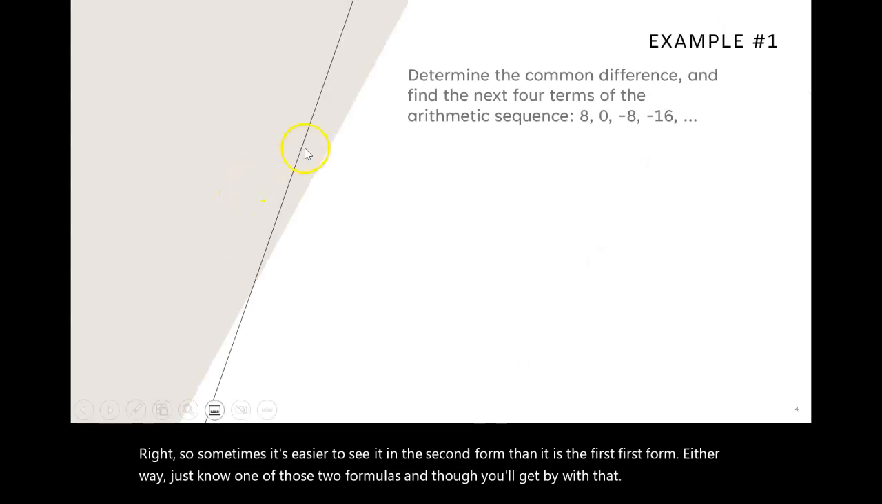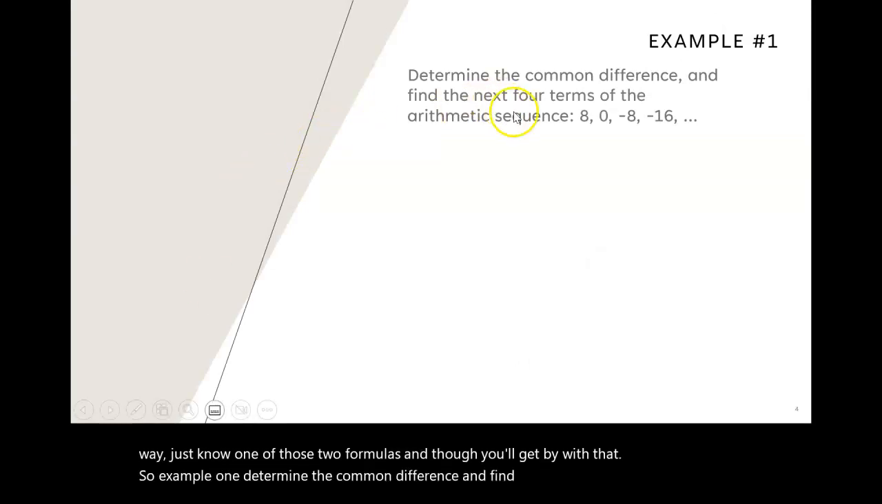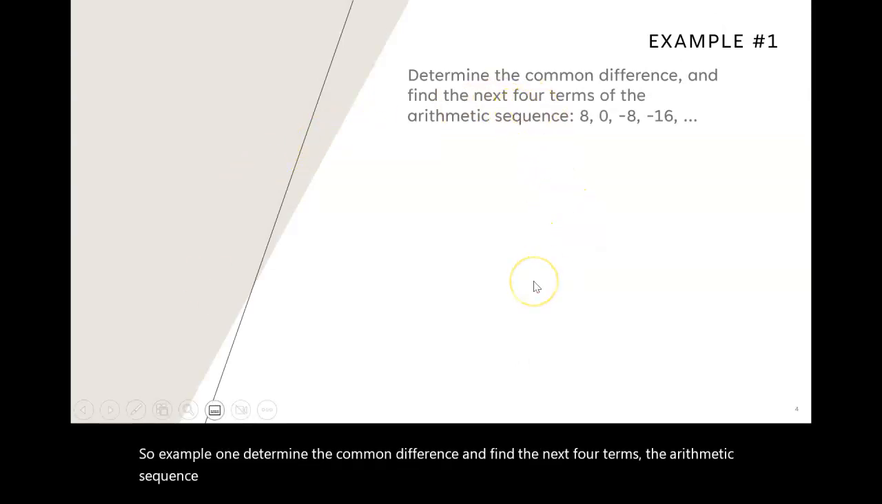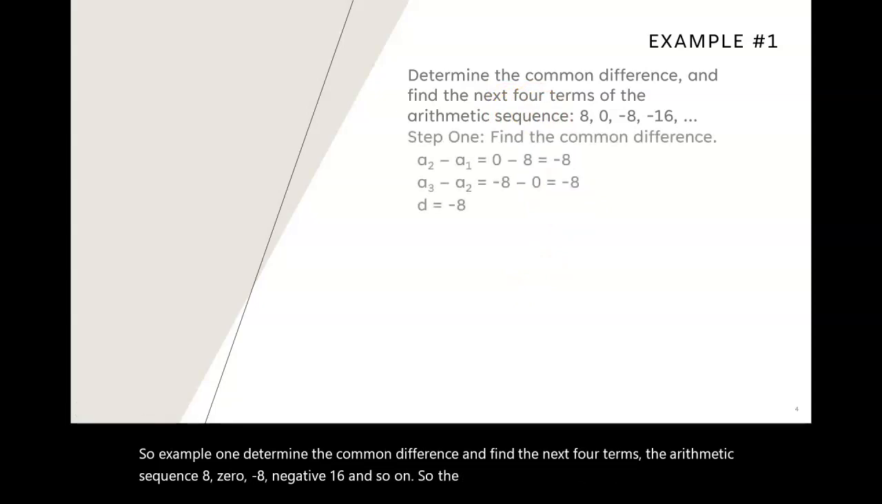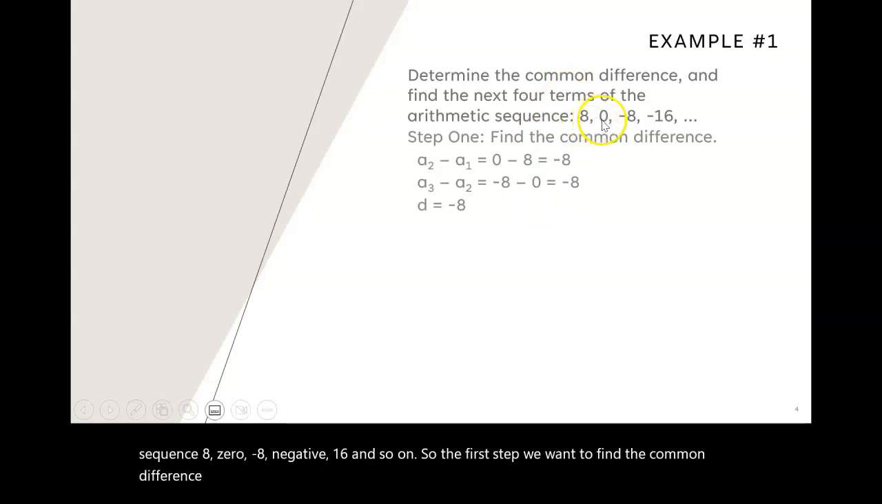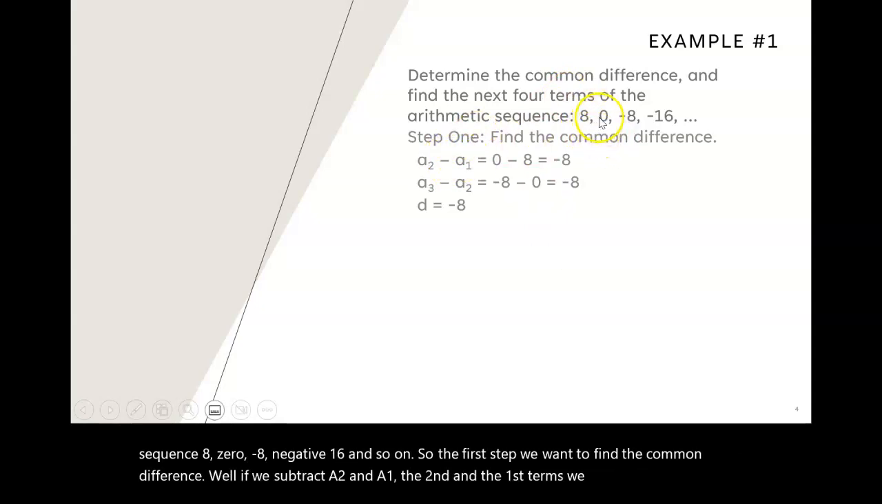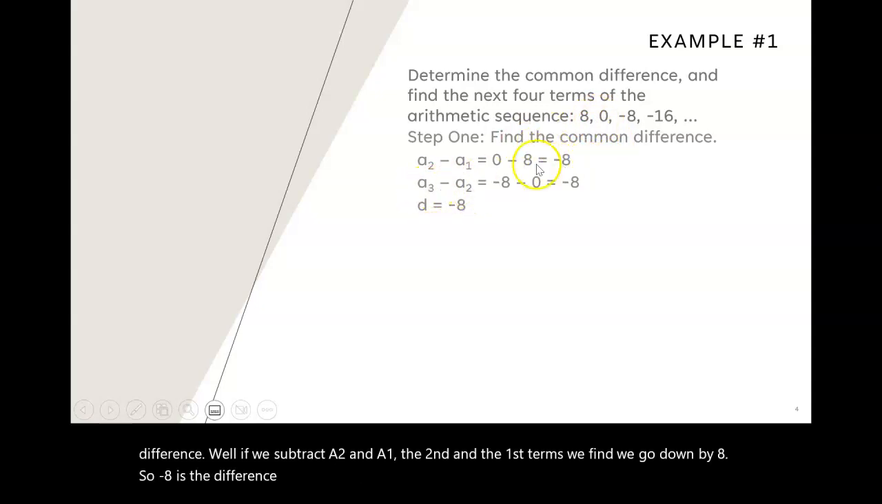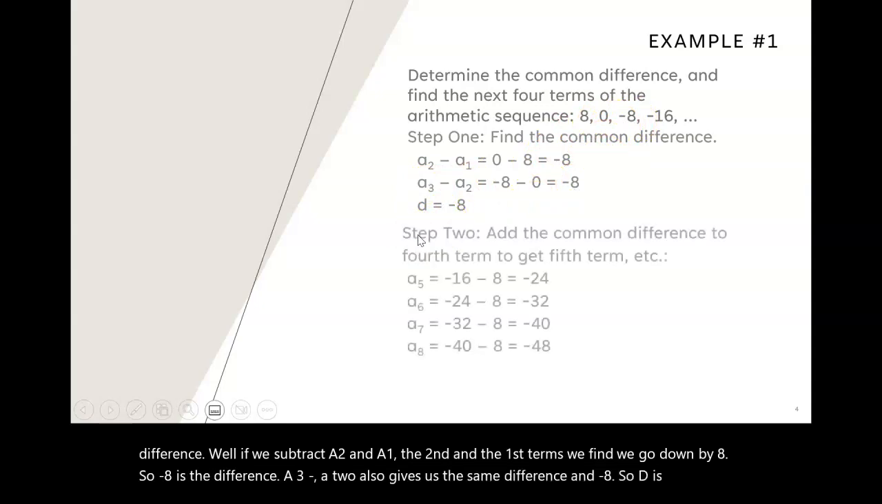So example 1, determine the common difference and find the next 4 terms of the arithmetic sequence 8, 0, negative 8, negative 16, and so on. So the first step, we want to find the common difference. Well, if we subtract a2 and a1, the second and the first terms, we find we go down by 8, so negative 8 is the difference. a3 minus a2 also gives us the same difference of negative 8, so d is negative 8.